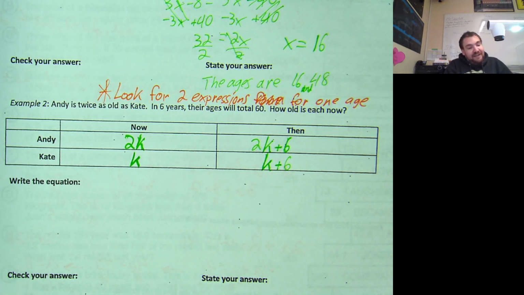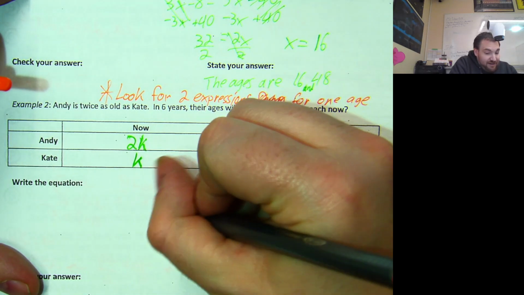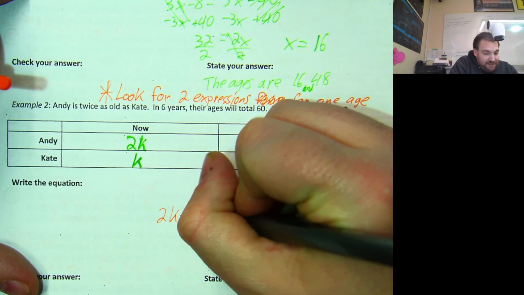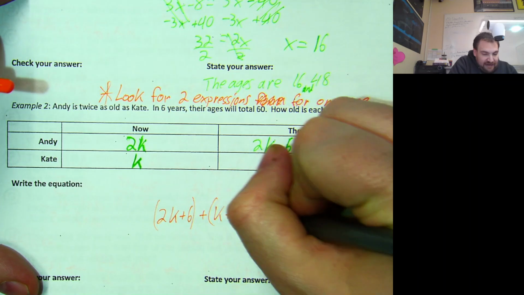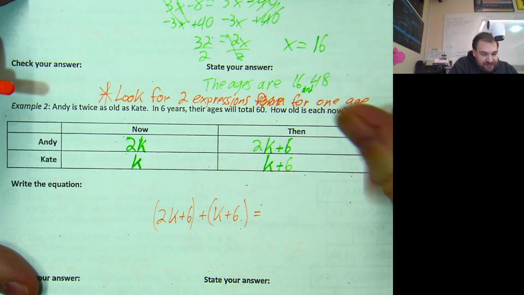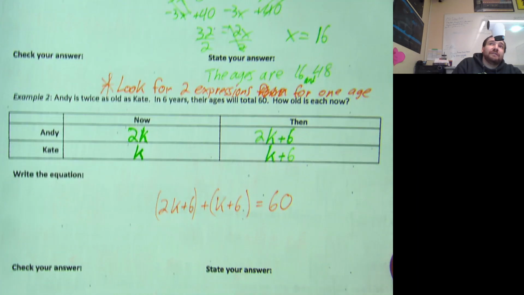So in the previous question, we looked for 2 expressions for one age. In this question, what are we going to do? We're just going to add their ages. 2K plus 6 plus K plus 6. So I've got Andy's age there, I've got Kate's age there, equals 60. So now we can go through and solve this.